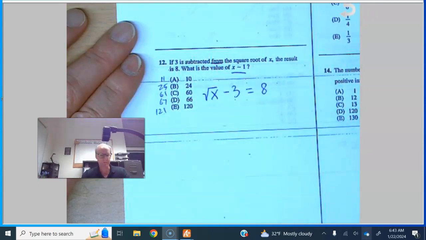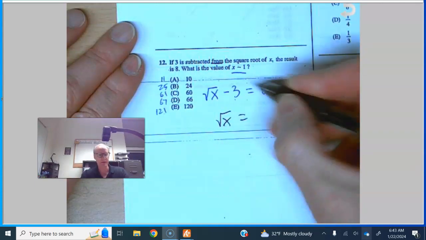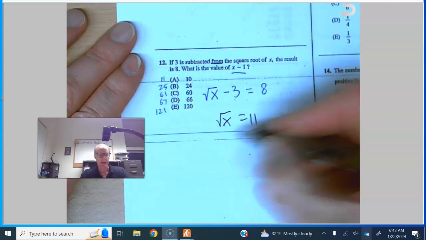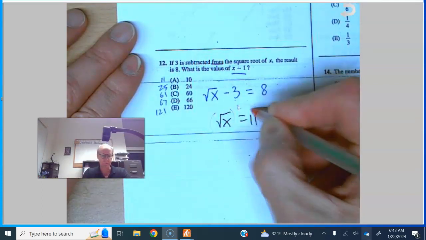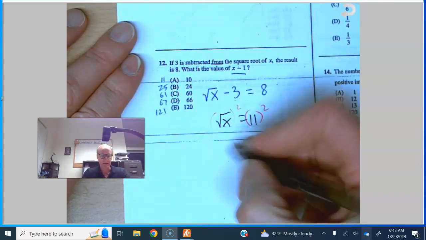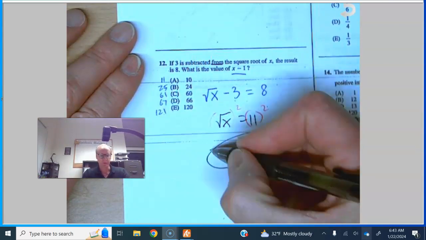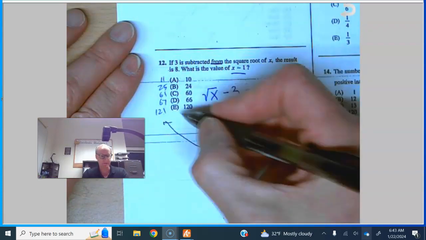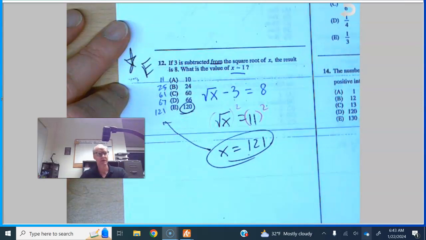Hopefully you know how to solve this. You just add 3 to both sides, you get the square root of x equals 11, and I square both sides. That's the opposite of taking a square root, and x is equal to 11 squared, which is 121, and my x minus 1 is 120. I'm absolutely sure, and I move on.